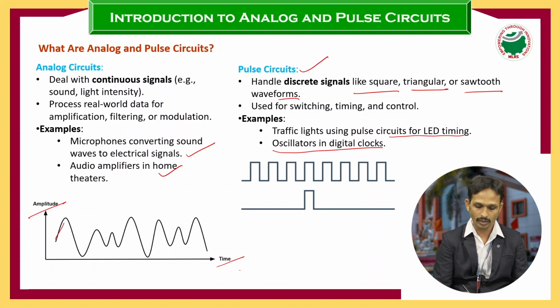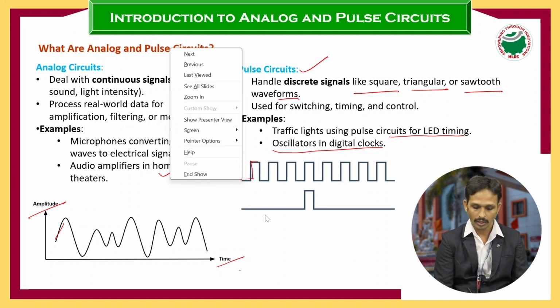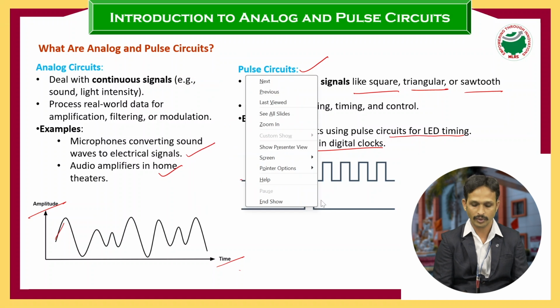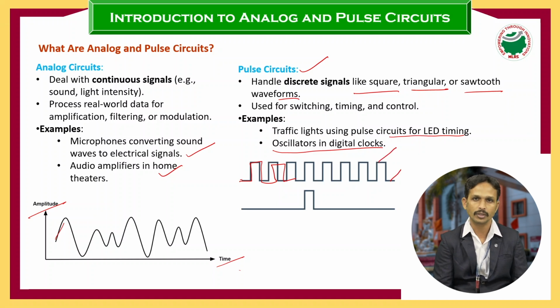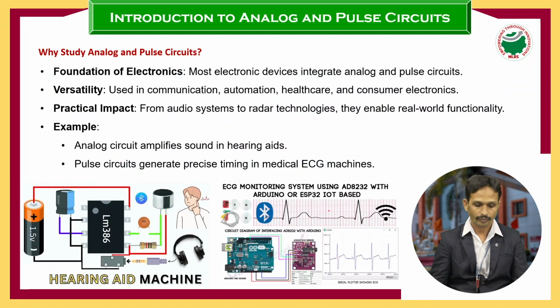Here we have a pulse signal, like a square wave signal, and also a single triggering pulse that we apply. In pulse circuits, we apply square wave signals, which have a high level and a low level, two levels of the signal. We can apply continuous square wave pulses to our circuits, and also a single pulse as a single trigger where it is required.